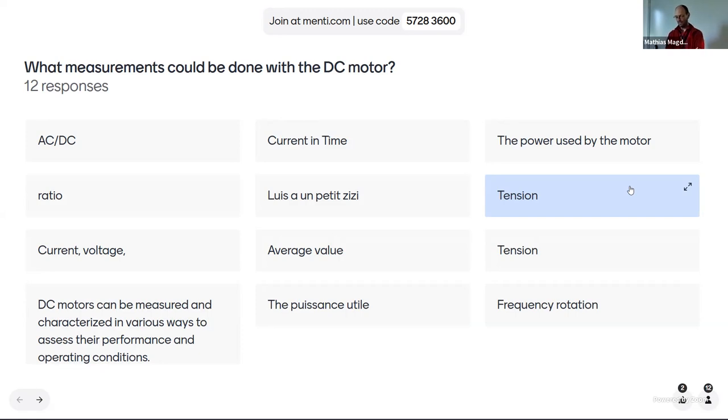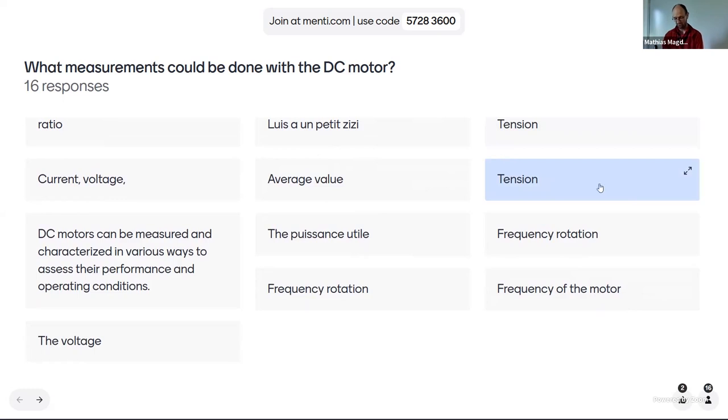Okay, but there are already a couple of good ideas. So there's an Australian rock band mentioned, AC/DC. Yeah, for sure we could do something with AC and DC, but it's a DC motor, so it won't do anything good with AC. We can for sure have a look at the current in time. We can look at the power used by the motor. We can try to measure voltage. Frequency of rotation, yeah, something like this.